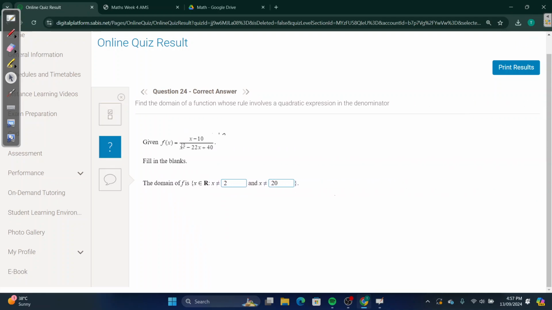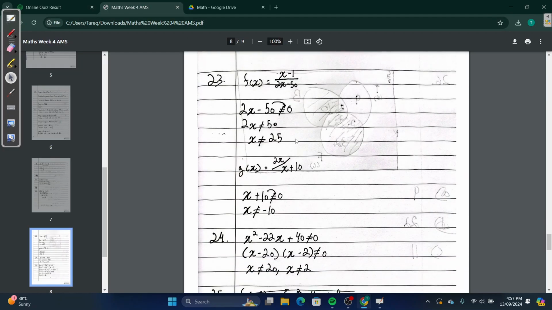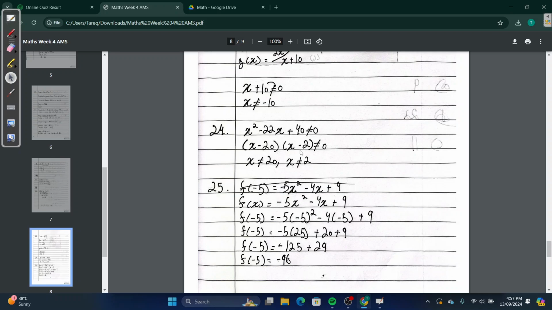Okay. x minus 10 over x squared minus 22x plus 40. So here, x squared minus 22x plus 40, you factor to find your two values that aren't going to be equal to 0. x minus 20 cannot be 0 and x minus 2 cannot be 0. So x cannot be 20 and x cannot be 2.